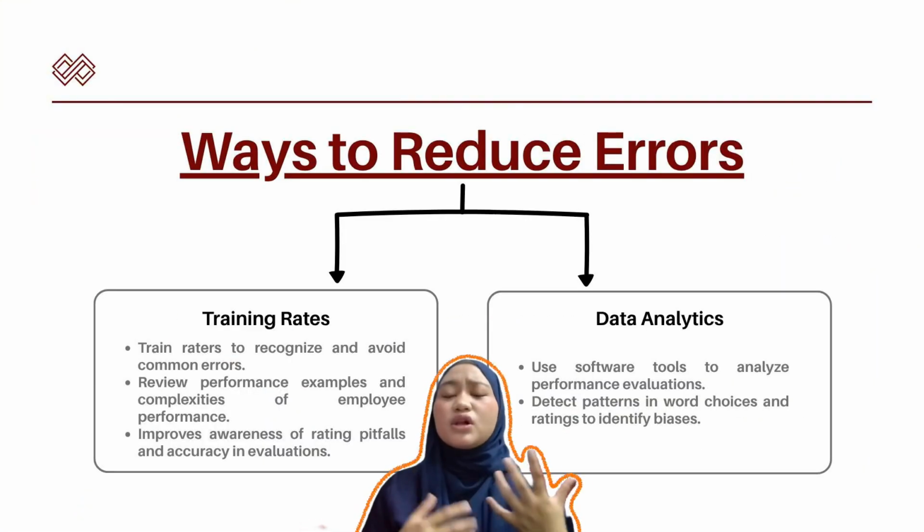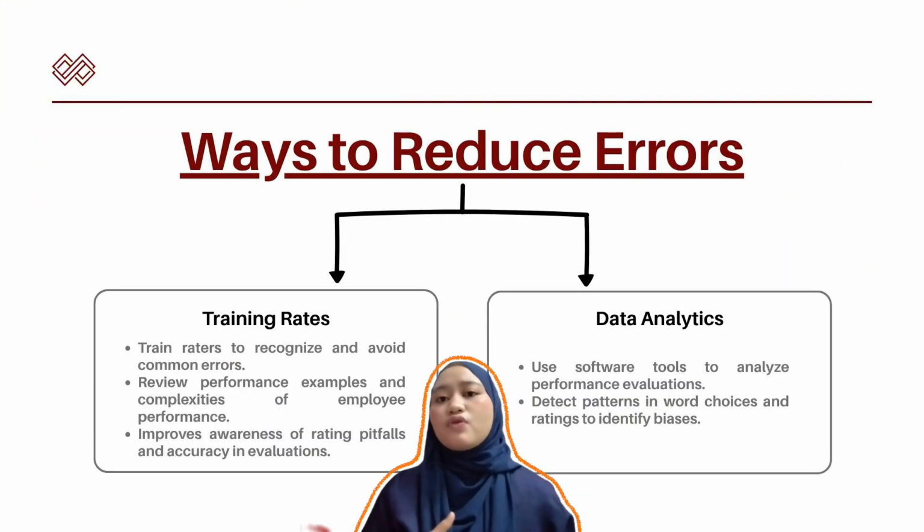Then, how to reduce all the errors? The ways to reduce all these errors are training raters. Training raters is training which involves the evaluators to recognize and avoid common errors such as leniency error, strictness error, and central tendency error. At the same time, this training contains different examples of performance and the complexity of employees' performance. This training also improves awareness of rating pitfalls such as halo and horns error, and accuracy in evaluations.